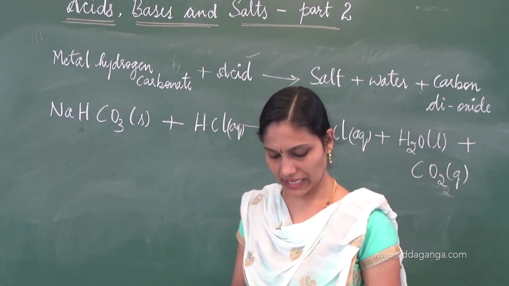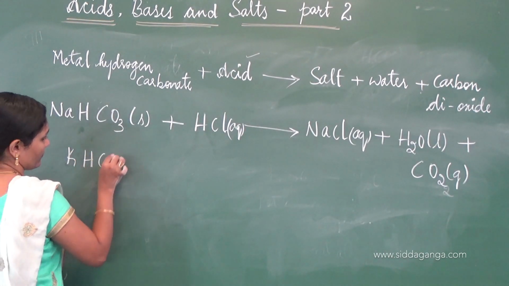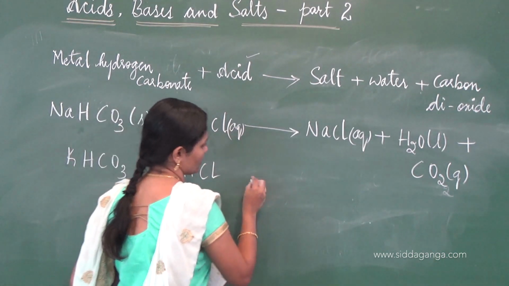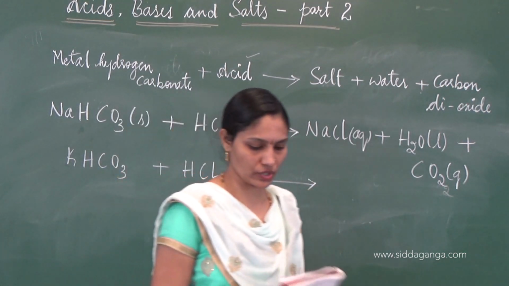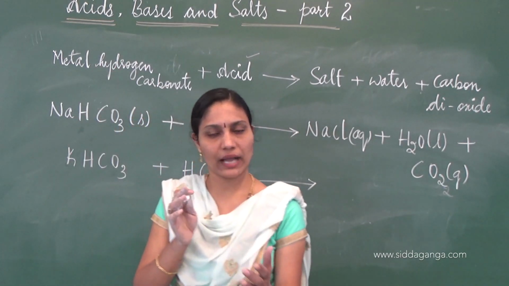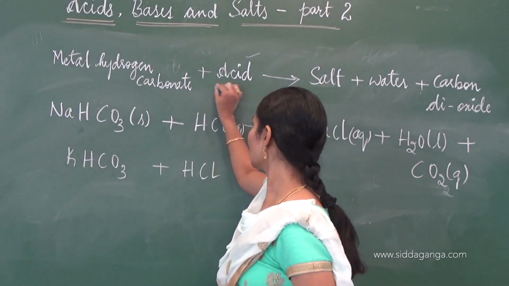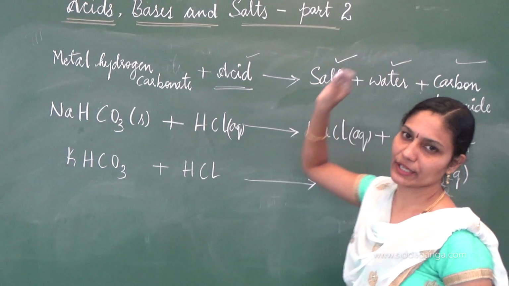We'll write some other examples related to this. I'll write potassium bicarbonate upon reacting with HCl. Hope you know to complete the equation and also balance the equation. From this, what we can conclude is whether it is metal carbonate or metal bicarbonate, metal hydrogen carbonate, they react with acid to generate salt, water and carbon dioxide.